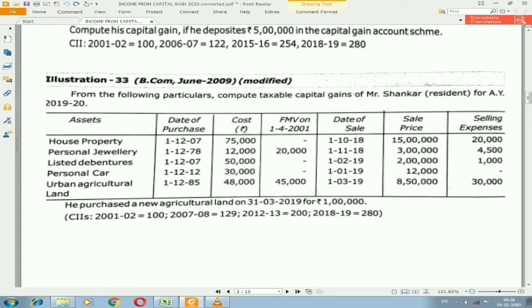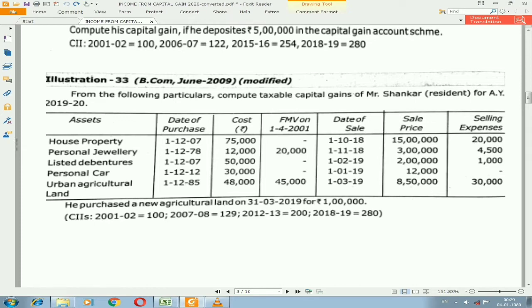We have assets, that is house property, personal jewelry, listed debentures, personal car, urban agricultural land. Apart from that, we have date of purchase of all the assets, the purchase cost, fair market value as on 1/4/2001, then date of sale. You can see all the sales were done in 2018-19. Then sales price, and selling expenses, the amount spent at the time of sale, that is nothing but realization expenses.